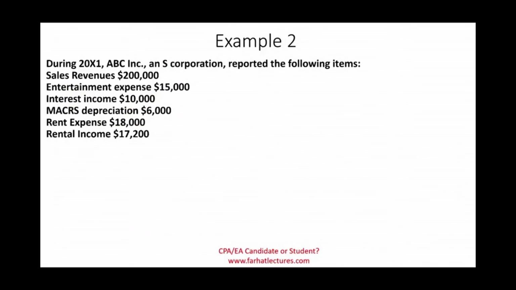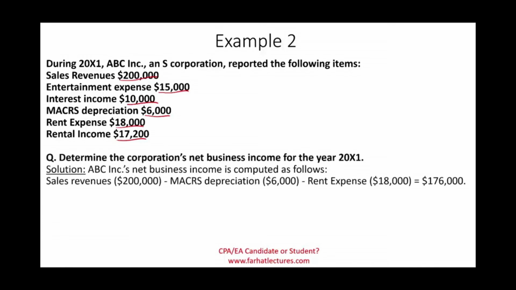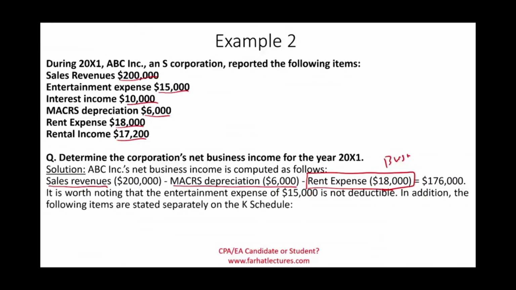Let's take a look at another example. We have this corporation, sales revenue of $200,000, entertainment expense 15, interest expense 10, MACRS depreciation, rent expense, rental income. Let's take a look at those. First, we're going to start with the business income, sales revenue of 200,000 minus the MACRS deduction of 6,000. Then we have rent expense. Now notice here, the rent expense is for the business itself, 179. Now entertainment expense of 15,000 is not deductible. Just make sure you're aware of that.